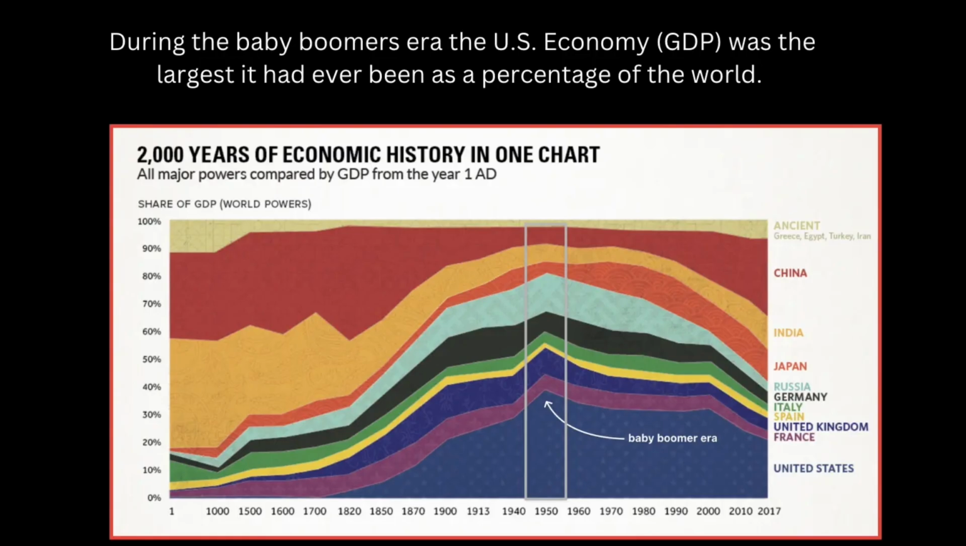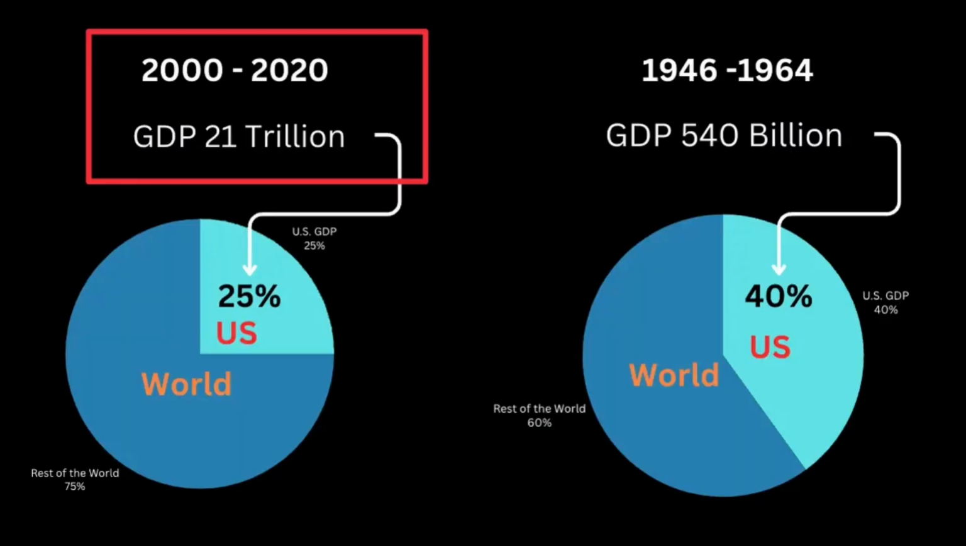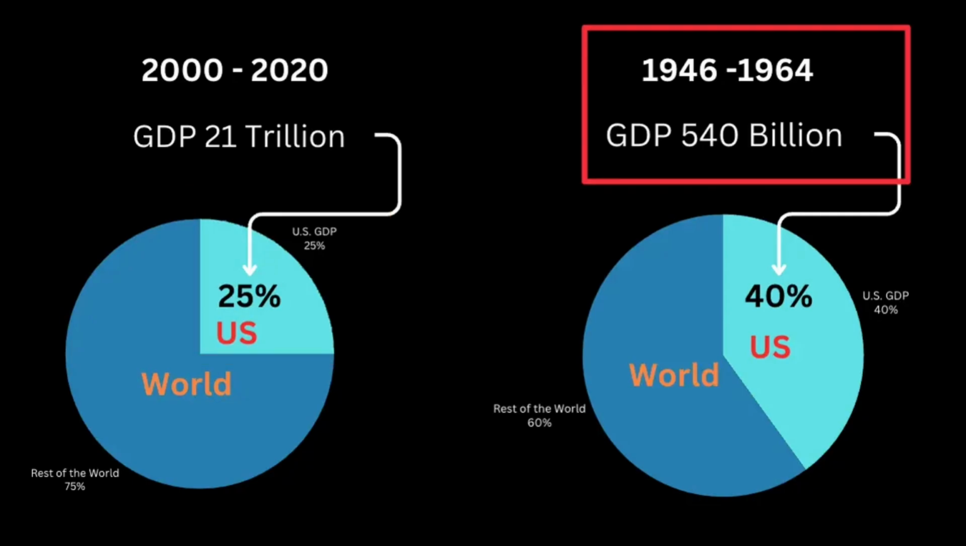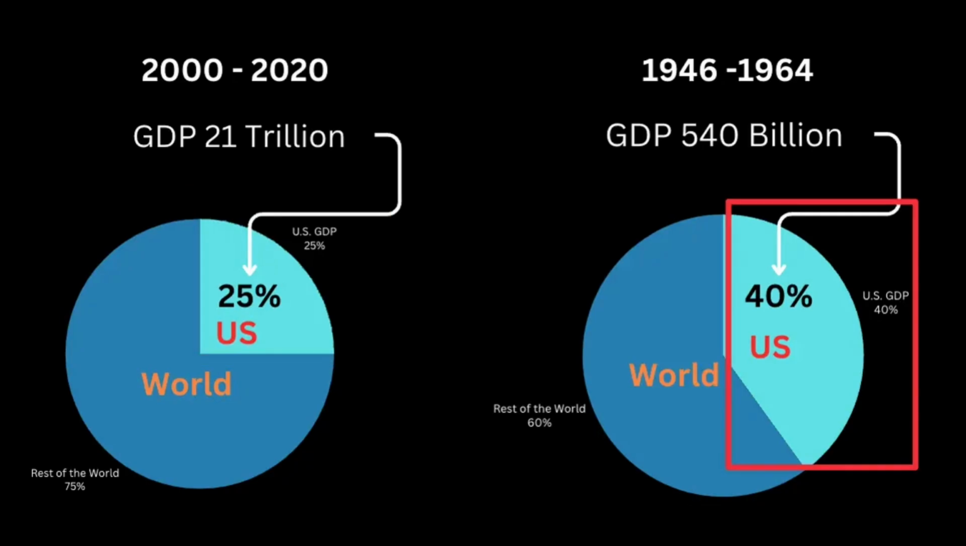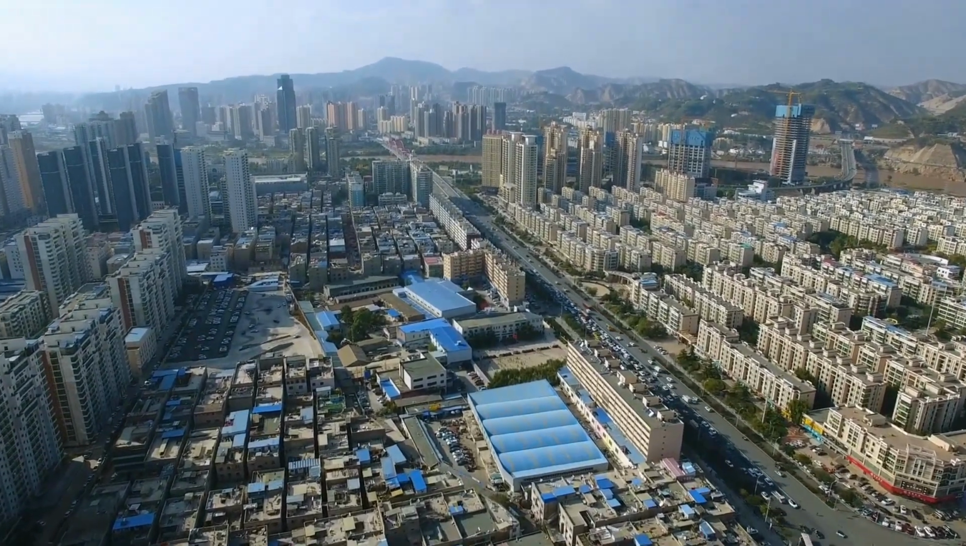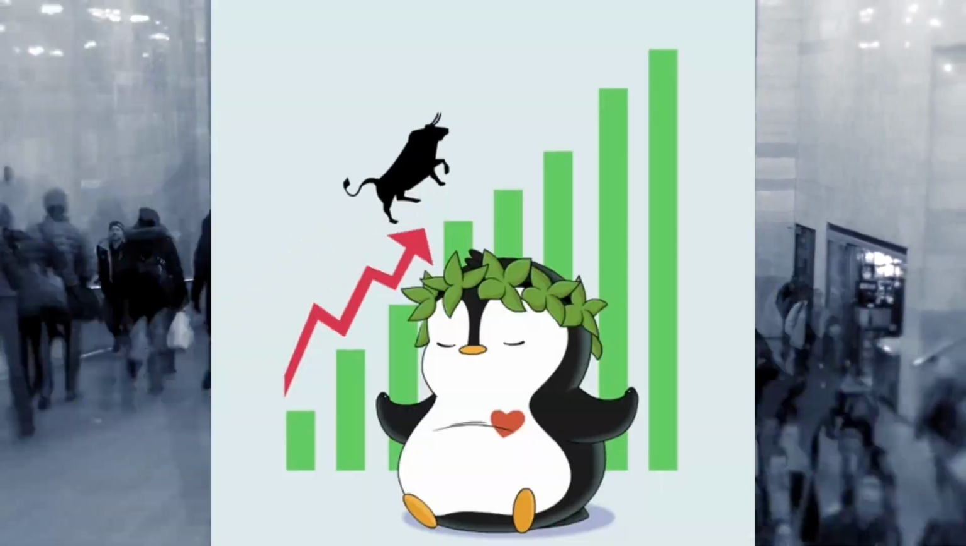During the baby boomers era, the U.S. economy was the largest it had ever been as a percentage of world GDP. For example, from 2000 to 2020, the U.S. made up around 25% of the world's economy. But from 1946 to 1964, the U.S. made up around 40% of the world's economy. And this showcases the dominance of the baby boomers' economy. The population boomed, the economy boomed, and the stock market boomed.